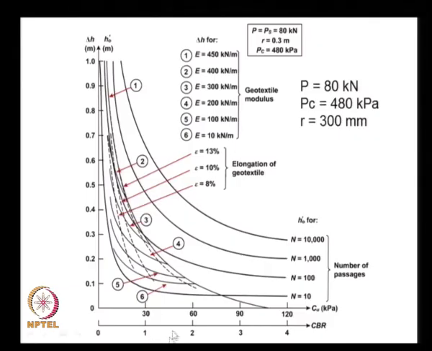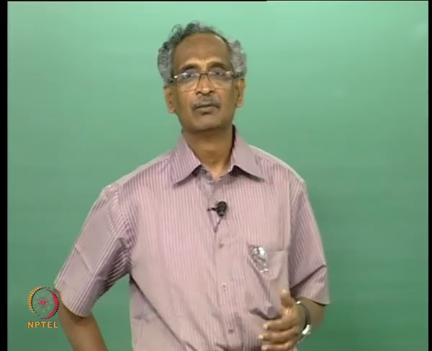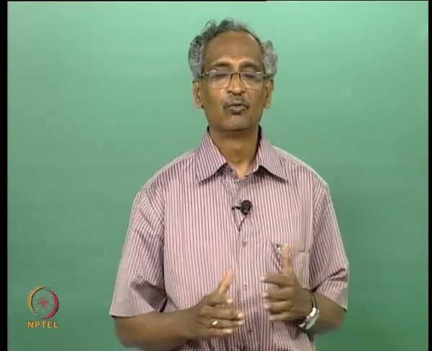It is actually a very simple way of applying this equation, and here we also have the number of load passes N of 10, 100, 1000, 10,000, and you see that as the number of load passes is increasing, the thickness requirement of the aggregate is increasing, and as our reinforcement modulus is increasing, we need lesser thickness of the pavement material, and we will see how to apply this design chart for design purpose.